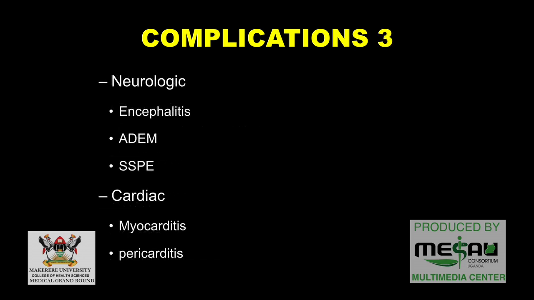The neurologic complications can be subacute encephalitis, edema, and subacute sclerosing panencephalitis. All these neurologic complications are listed as the leading cause of morbidity in patients with measles. Then we can have rare cardiac complications, which are myocarditis and pericarditis.